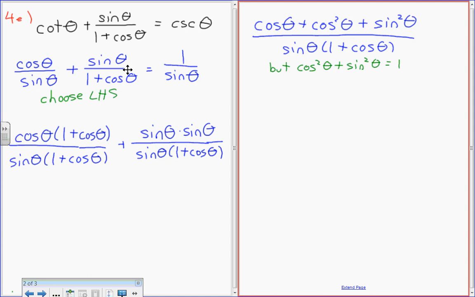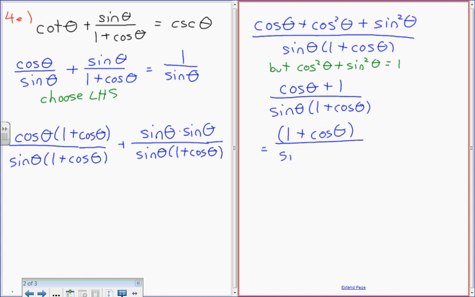Okay? So this is going to turn into cos theta plus 1 over sin theta plus cos theta. Just like this, if you need me to write it like this, I will. But it means the same thing. And that cancels, and 1... left side equals right side, and all that stuff.